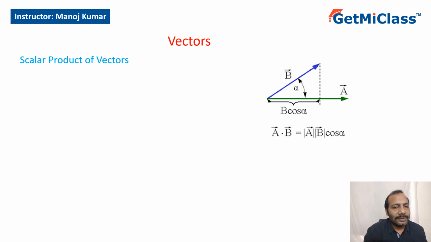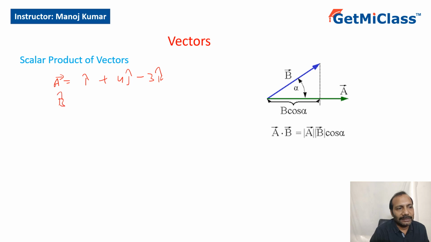So here, if we want to go for further examples based on scalar products, let me go for a 3-dimensional example. If I have A equal to i plus 4j minus 3k and B equal to 3i minus j plus 4k, now I need to find A dot B, let's say.